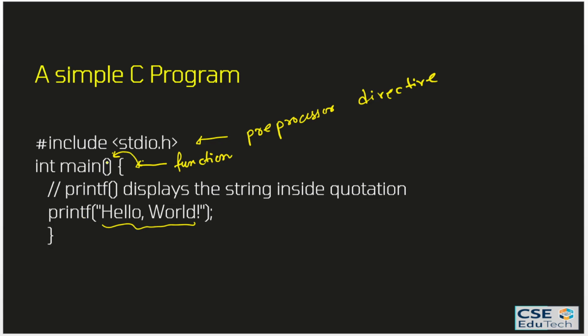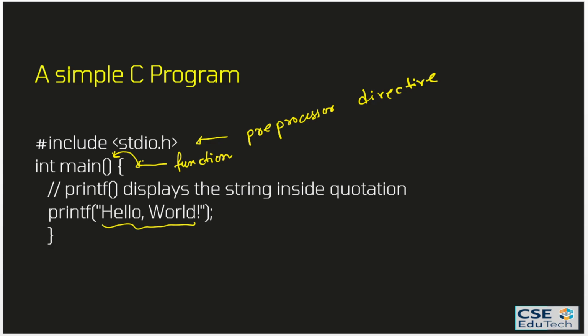Now the function main is executed first in every C program, and this function main is a special function and must be present in every C program. This function calls other functions if they exist in your program when needed. So this is a simple C program. stdio.h means standard input output header file, which needs to be included in every C program.